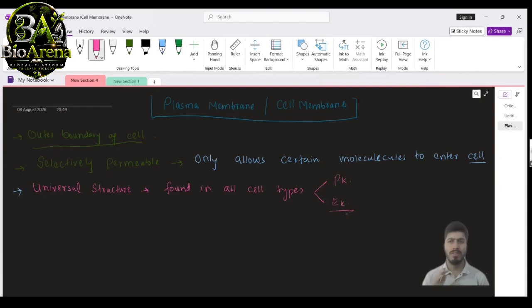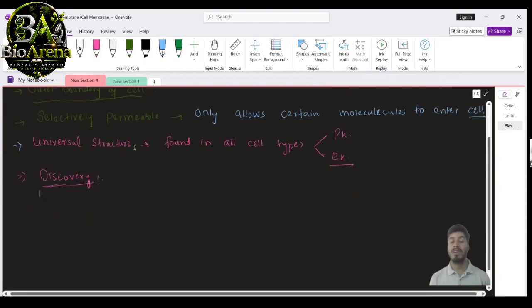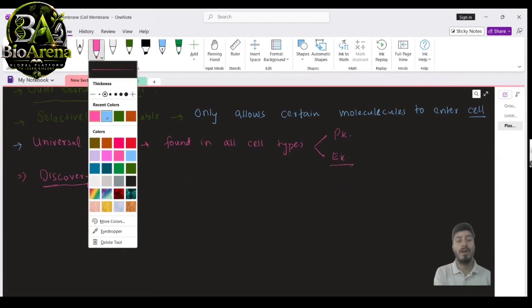Now let's talk about the discovery of the plasma membrane. Before the electron microscope was discovered, many models of the plasma membrane were proposed, like the unit membrane model and the sandwich model, but those models were not explaining the plasma membrane perfectly. They were imperfect in a manner. But during the 1960s, when the electron microscope was discovered, only after that we came to know about the true structure of the plasma membrane.